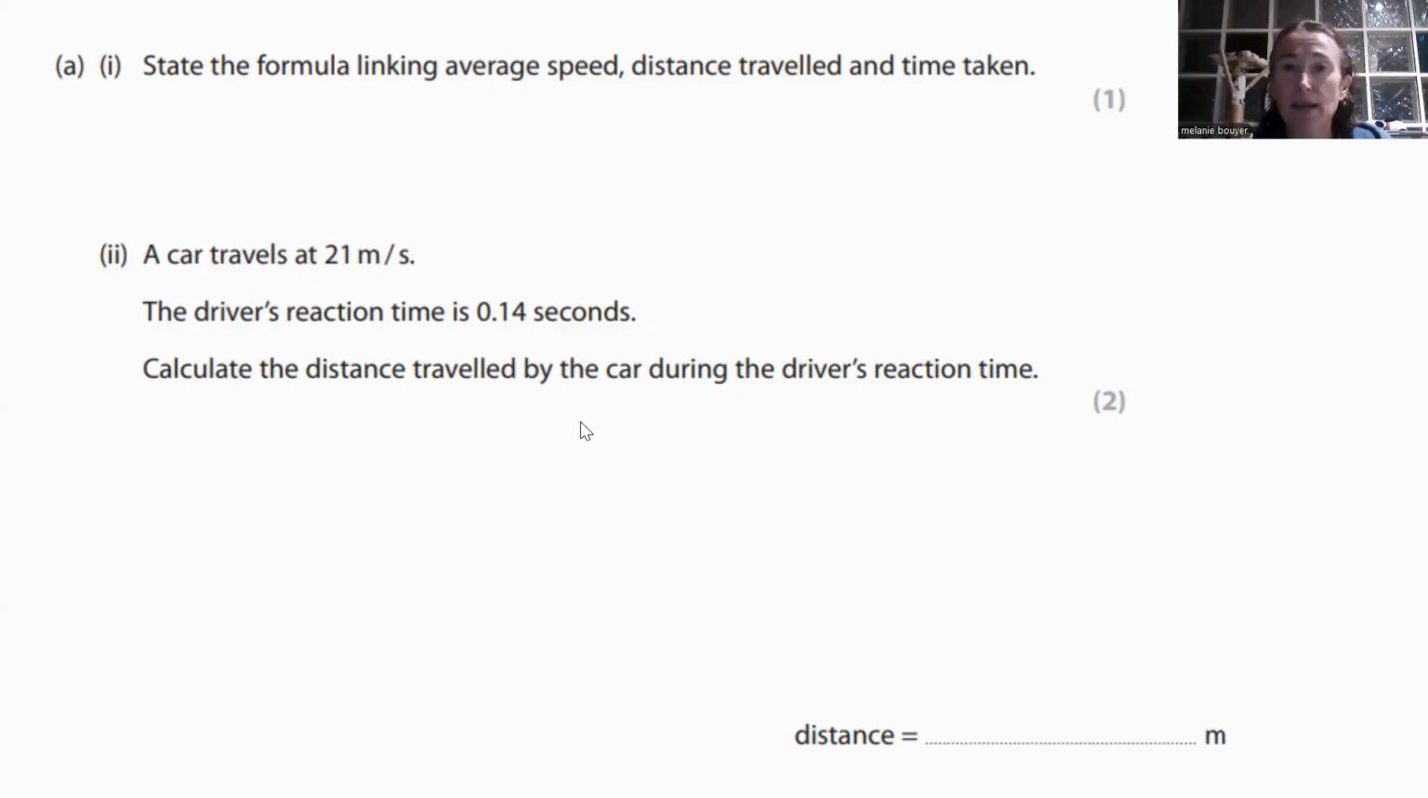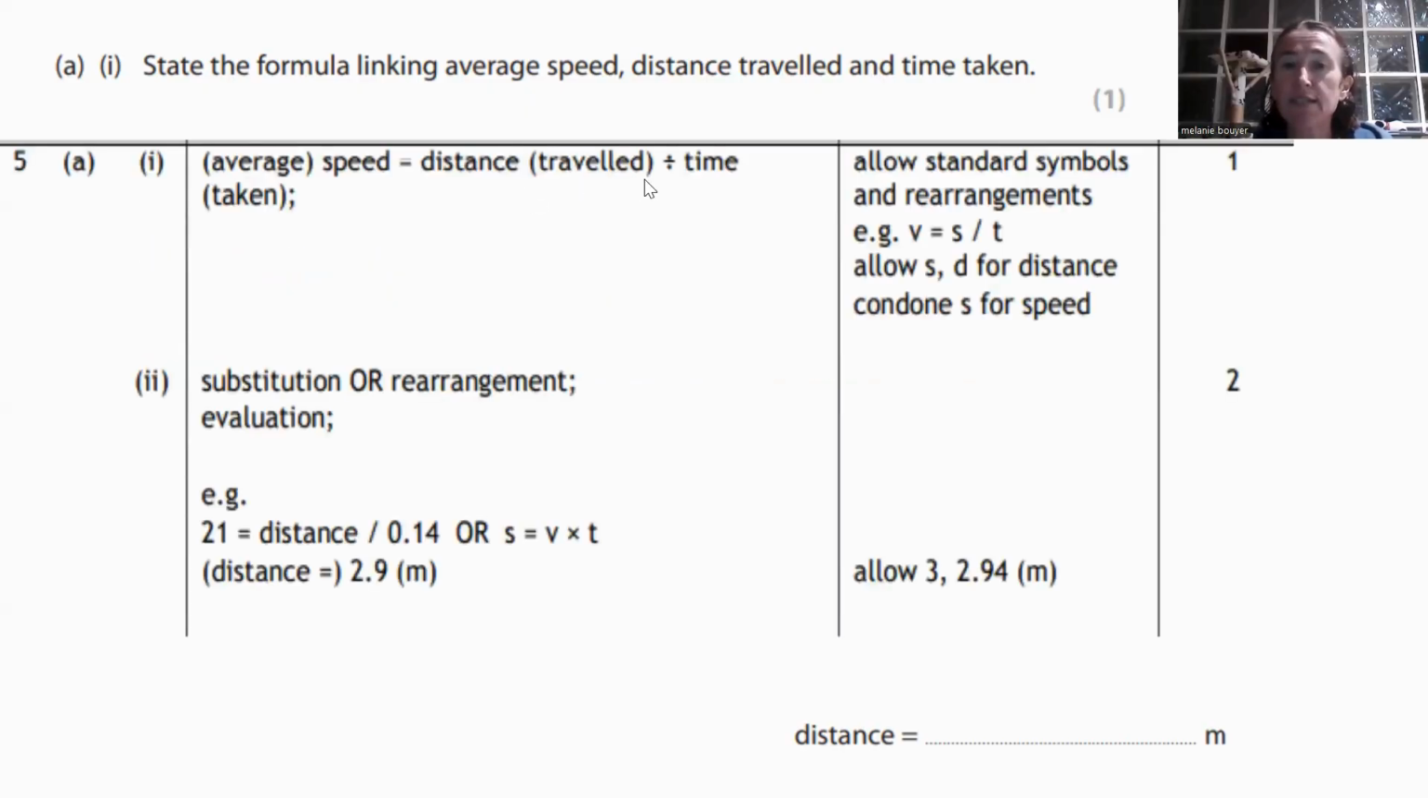But let's have a look at the mark scheme. So speed equals distance divided by time, but it says allow any correct rearrangement. So putting distance equals speed times time would also give you the mark. In terms of your calculation, 21 times 0.14 will give you 2.9 meters.